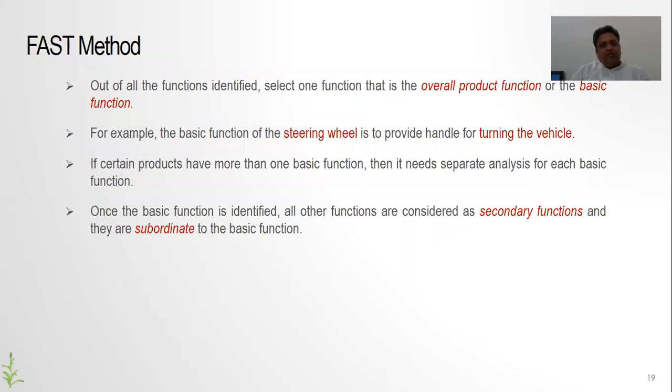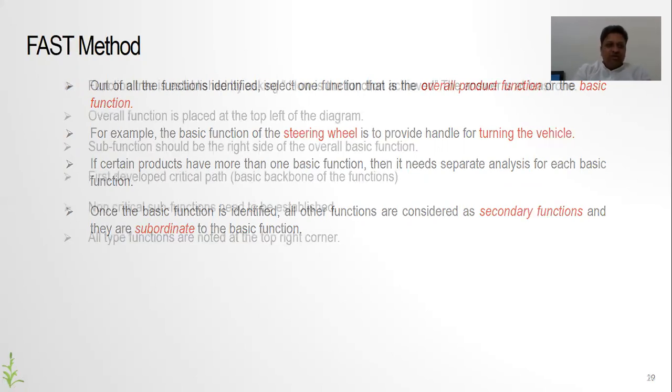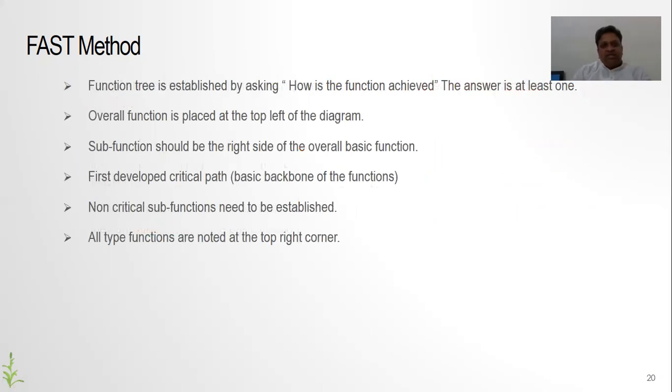In the FAST method, out of all the functions identified, select one function that is the overall product function, the basic function. For example, the basic function of the steering wheel is to provide a handle for turning the wheel. Certain products have more than one basic function, and then each basic function needs a separate analysis. Once the basic function is identified, all other functions are considered secondary functions and are subordinate to the basic function. The function tree is established by asking how the function is achieved. The answer is at least one.